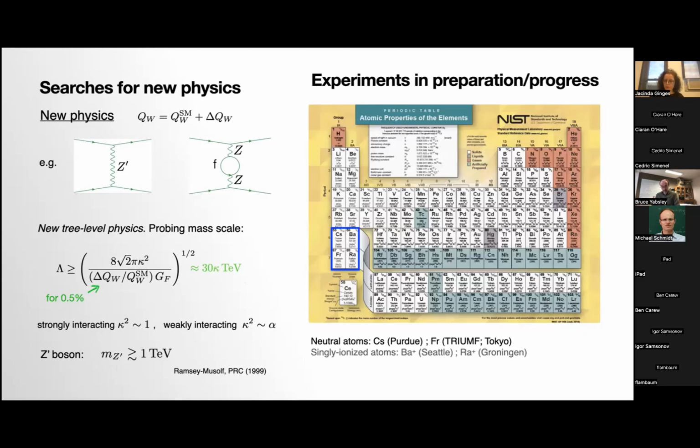So what sort of experiments are happening now? There is a new generation experiment happening at Purdue University in the States with cesium. There's an experiment that's been in preparation for some time at TRIUMF in Canada, a collaboration between Canadian and US scientists, and then also at Tokyo. And over some years, there have also been discussions and preparatory work towards experiments with barium plus and radium plus, but I'm not sure what the status of those is at the moment. But we're hoping to get some new exciting results out of the cesium and francium experiments shortly.